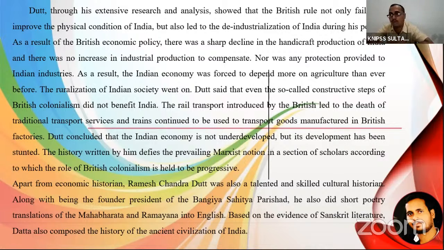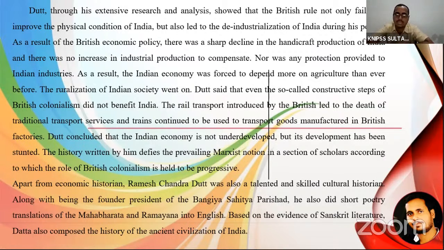the motive of production was to get the maximum raw material from the Indian villages, develop it in the factories, and sell it in the Indian market for maximum profit. This was the motive of the Britishers for the development of the railways, not the development of the Indian rural areas.